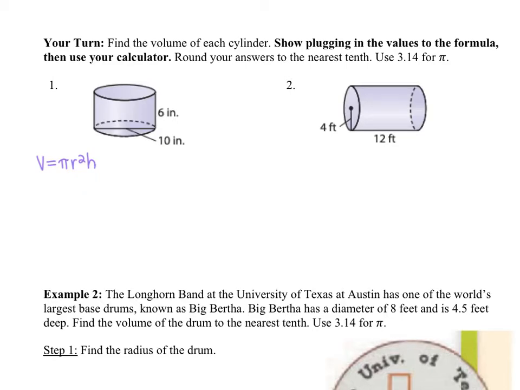So if you look at the picture, we can see that this 10 inches is referring to the distance across the circle through that center. So that means that's the diameter. So the diameter is 10 inches. But we need to find the radius. Remember that the diameter is equal to twice the radius, or you can think of it as the radius is equal to half the diameter. So if we know the diameter is 10, what's half of 10? It's 5. So the radius is 5 inches.